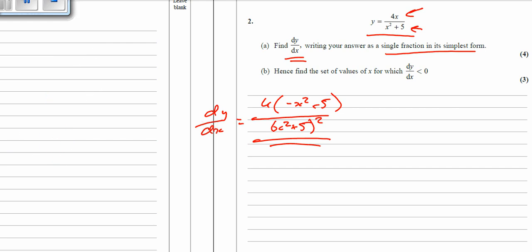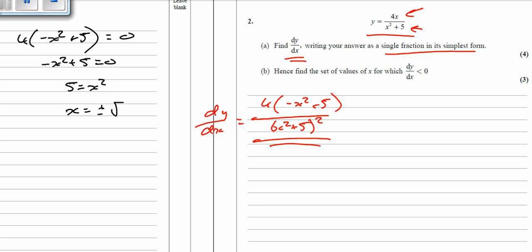So if we're going to set a fraction equal to 0, what we do is we just set the top equal to 0. We're going to do 4 lots of minus x squared plus 5. I'm going to set that equal to 0. So divide both sides by 4. We've got minus x squared plus 5 equals 0. So 5 equals x squared. So if we do the square root of that, that's going to be plus and minus the square root of 5.